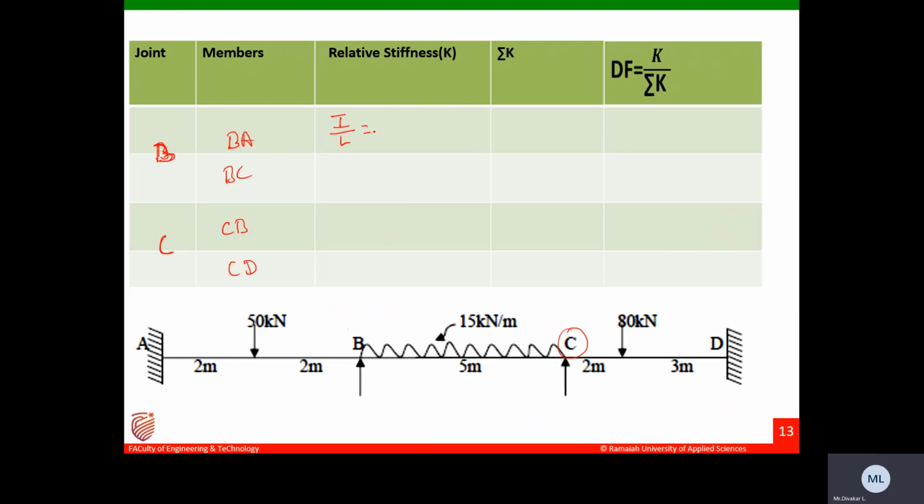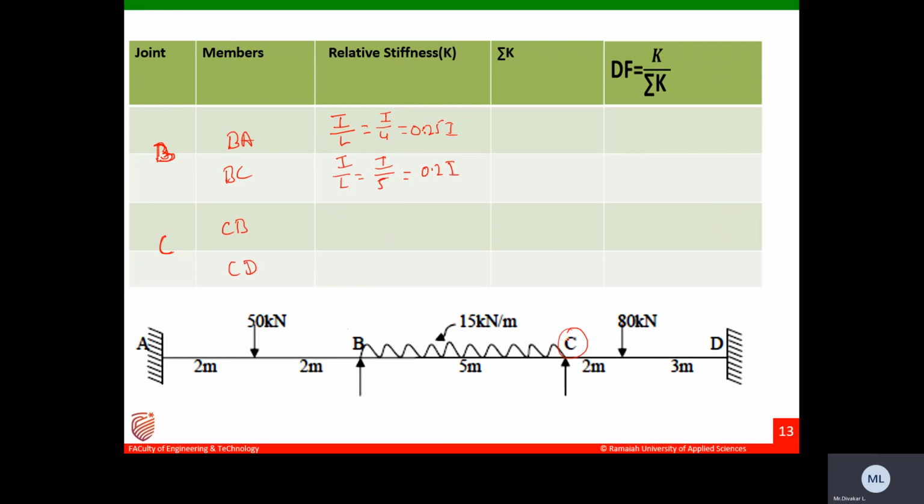Here they are taken as EI equals constant. I remains the same; the cross section is the same throughout the span. Then I can write this as I by 4, which is 0.25 I. Now let us come to BC. BC is continuous, so I can take I by L, I by 5. So the relative stiffness is 0.2 I.